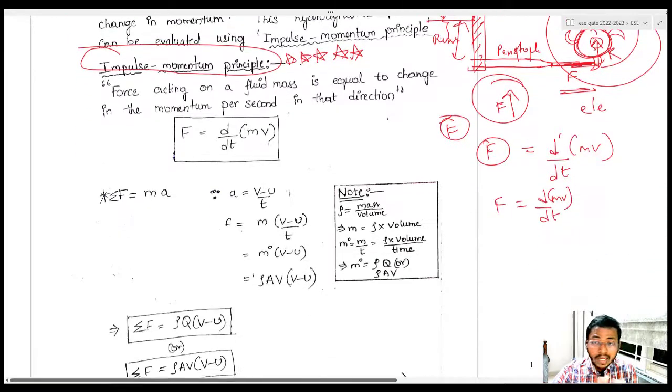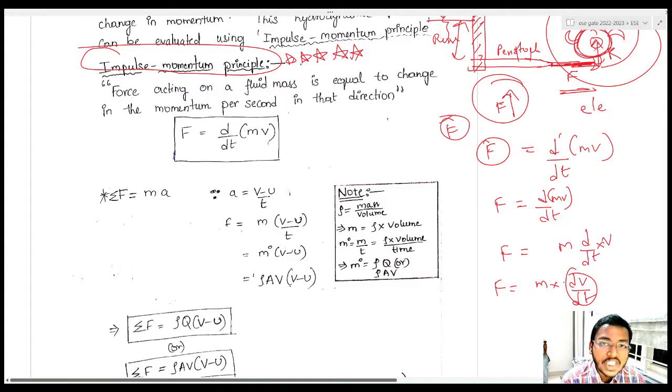Now see what I am doing. The mass of a particular body will be constant, right? Mass is constant, so I can take the mass out. The mass of fluid is not changing. It will be constant whatever condition you take. So taking the mass out, d by dt of velocity. So I can write the force acting on this vane as mass of fluid into dv by dt. What is dv by dt? It is nothing but change in velocity per unit time, what is it called? Acceleration.